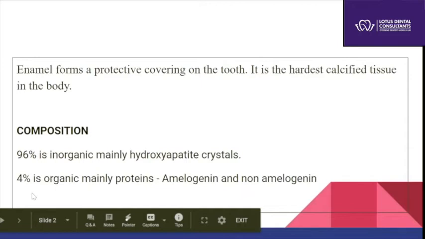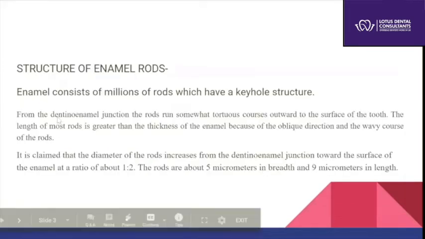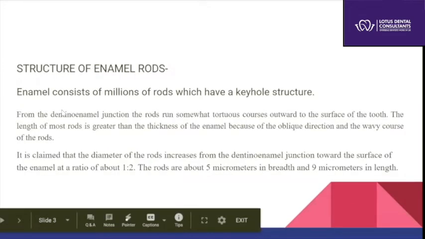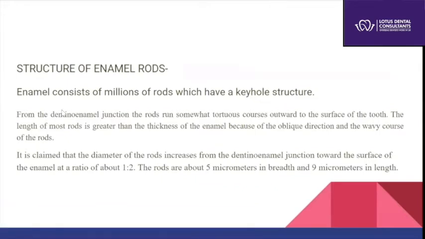Now, as you must be knowing, the basic structure of enamel is the enamel rods. The enamel basically consists of millions of enamel rods, which have a keyhole structure. This is also one question: keyhole structure or laminated structure. You get many options in that in the exam, right?